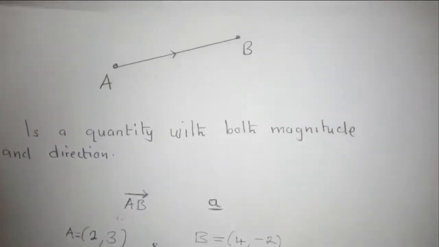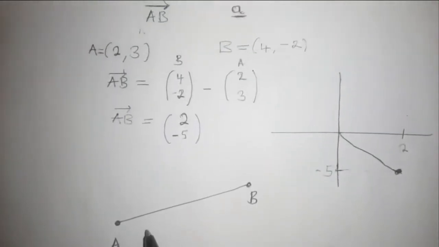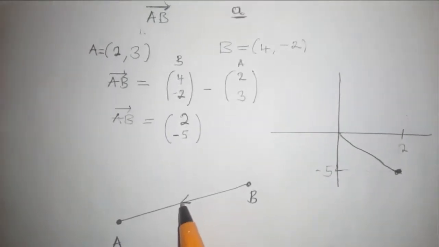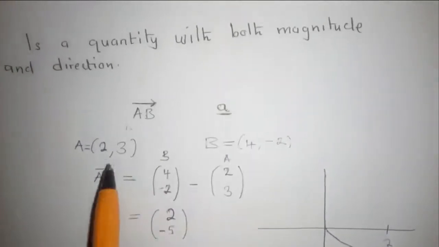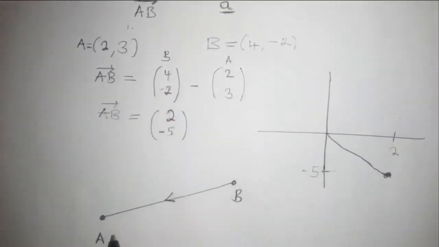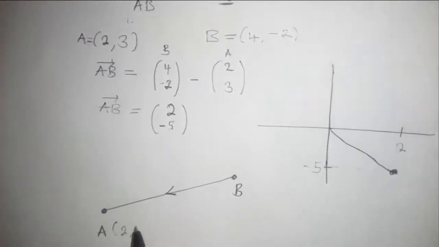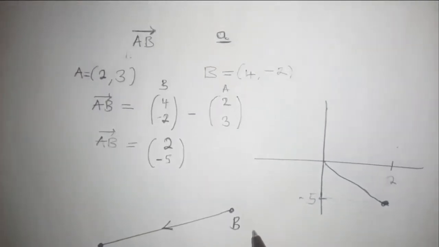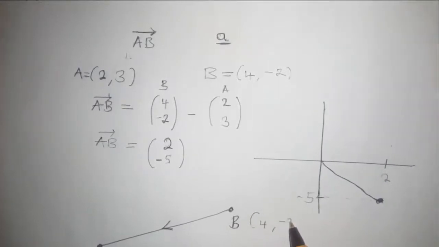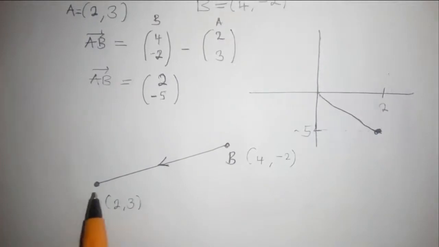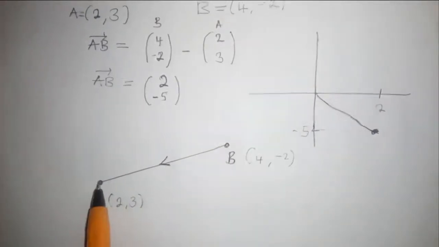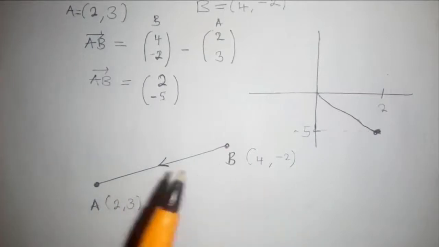So now look at this vector. It was going like this. What if I switch the arrow like this? Okay, I switch the arrow. How will my solution look? And we know, according to what we had here, A is 2, 3, B is 4, negative 2. So these are points. What you need to know is that this is a starting point and this is the ending point. They are just points, okay?